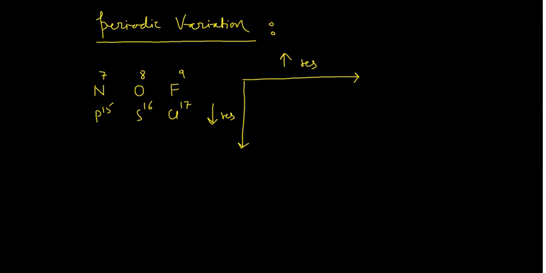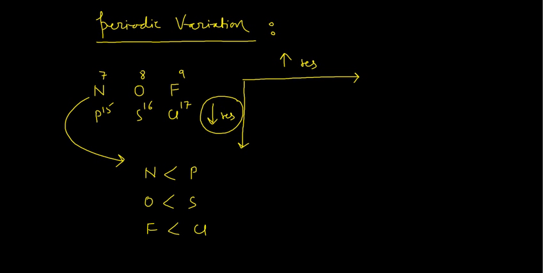In that case, what I have written here, down the group electron affinity decreases, but if you see here, nitrogen will have lower electron affinity than phosphorus. Similarly, oxygen will have lower electron affinity than sulfur, and fluorine will also have lower electron affinity than chlorine. Actually, these are the exceptions. So why are these exceptions there?